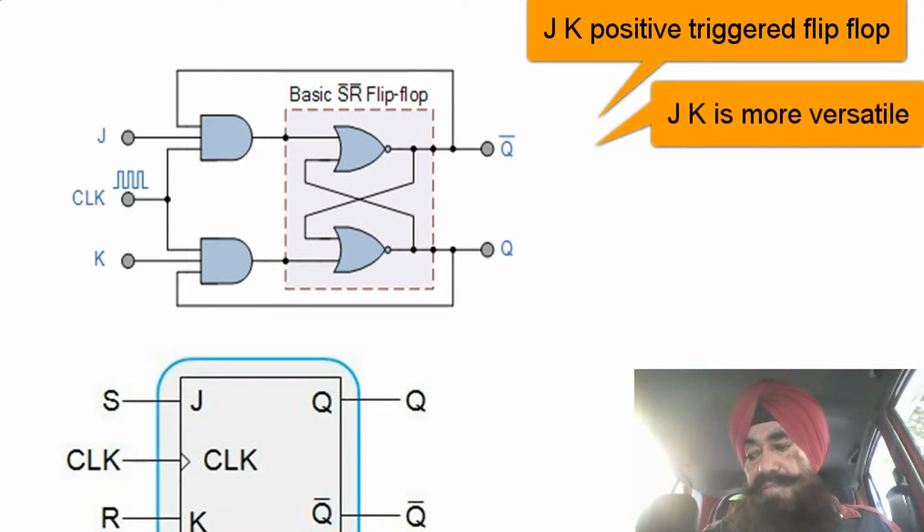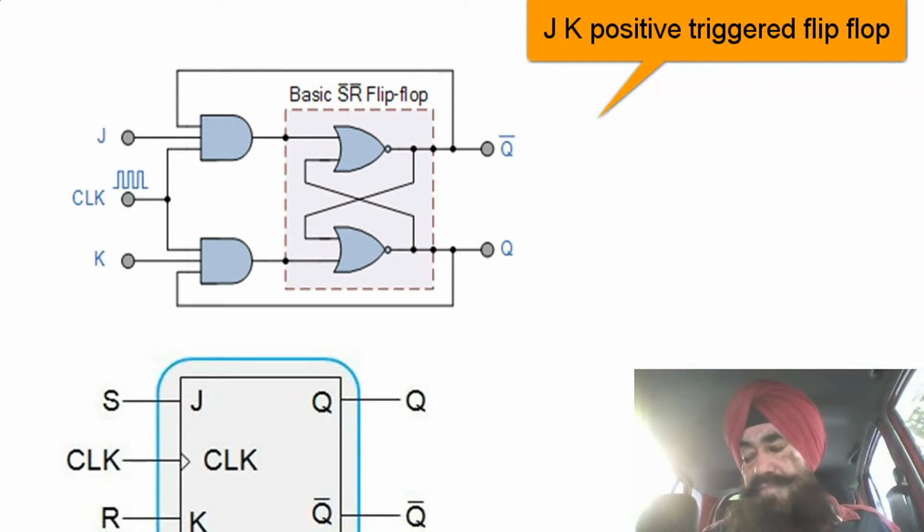Among other things, the flip-flop can be used to build counters, and counters can be used to count the number of positive triggers or the negative triggers of a clock. So that is the advantage of the JK flip-flop.